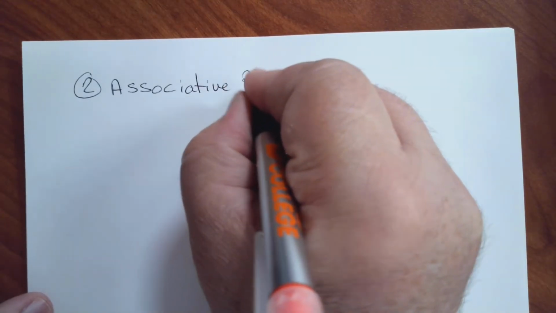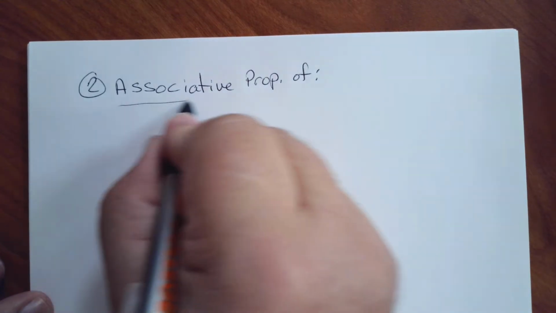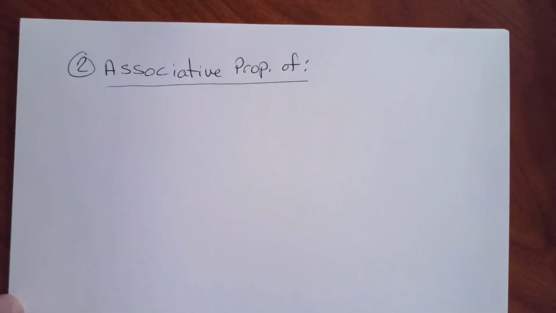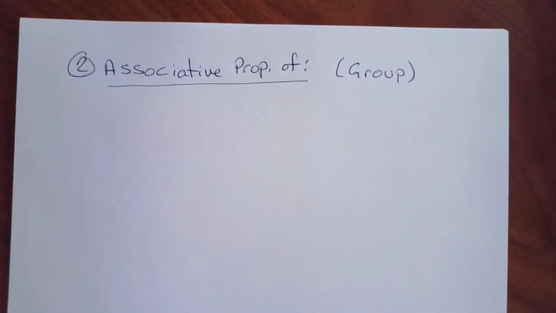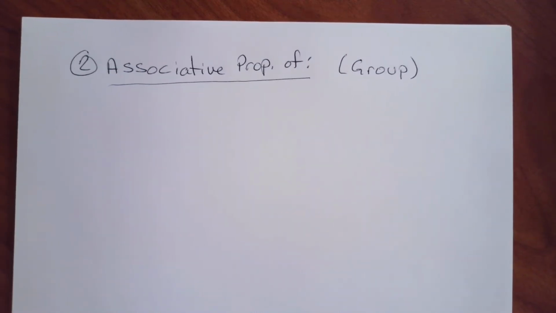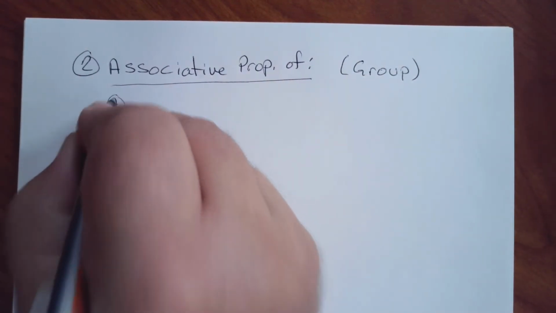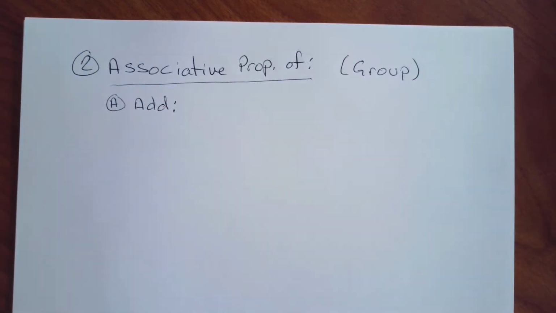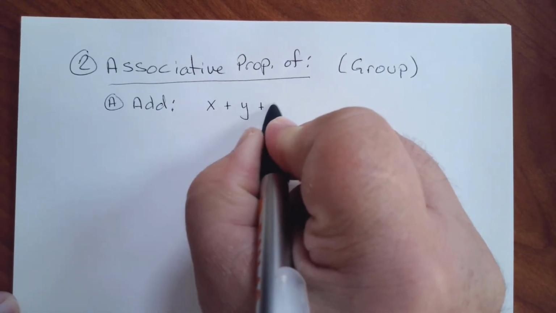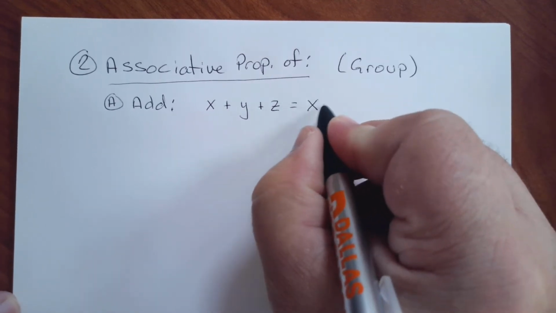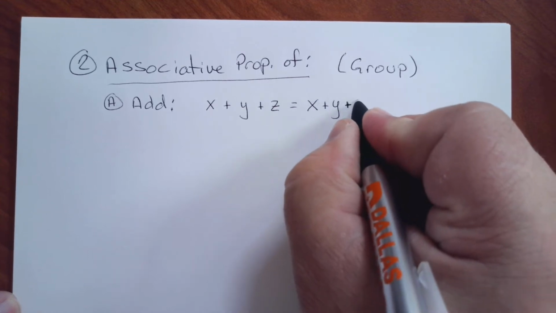is the associative property. When we associate, what we're doing is forming a group. When you associate with your friends, you form a group. You are a group of friends. The associative property of addition: x plus y plus z equals x plus y plus z.